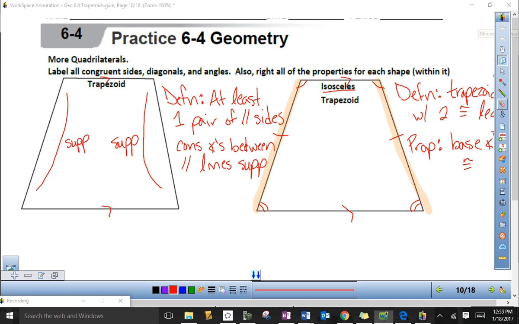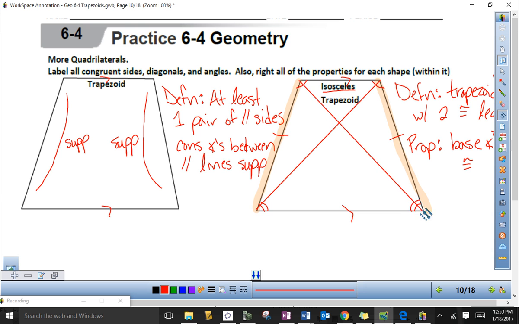Now, unlike a regular trapezoid, there is something special about the diagonals for an isosceles trapezoid. Pause the video and go ahead and draw in your diagonals. Again, diagonals could be three different things. They can bisect, they can be perpendicular, or they can be congruent. Either side of the same diagonal is not congruent, so not bisectors.